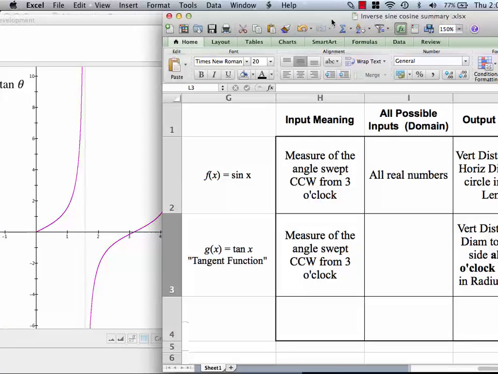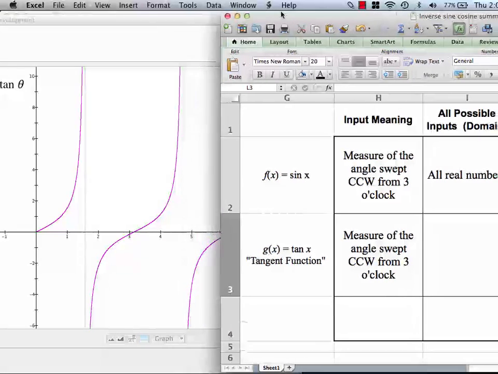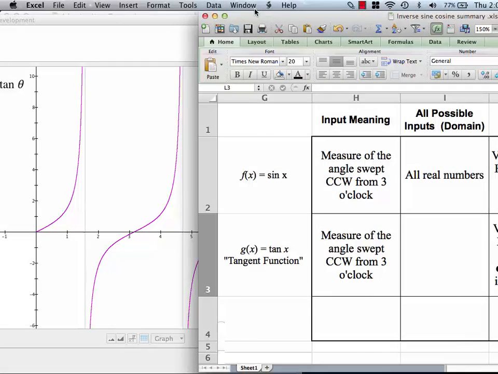So, what are all possible inputs? What's the input again? Measure swept counterclockwise. So what are all possible inputs that we could get? Yeah, Nadine. All real numbers. Hamid, do you agree? We can put any real number into tangent. Is that right? Some people are saying no.